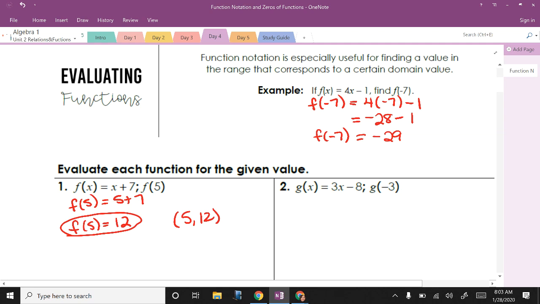All right, the next one we call this function g. Okay? Don't freak out that it's a g instead of an f there. We just call it g of x instead of f of x. It's just the name of the function. All right, so g of x equals 3x minus 8. We want to find g of negative 3. So how do we do that? Yeah, so g of negative 3 equals 3 times negative 3 minus 8. And what's 3 times negative 3? Negative 9 minus 8 is negative 17. So g of negative 3 is negative 17.